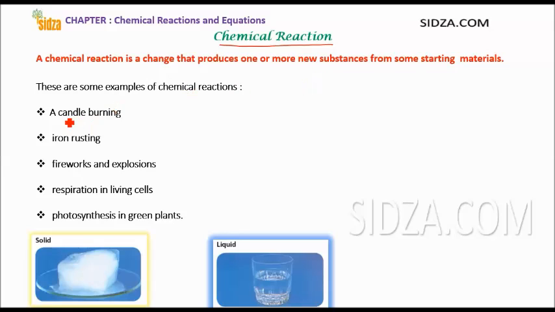Suppose we have a candle burning, right? Rusting of iron. These are the processes which are irreversible. You can't reverse it, right? Normally. So a chemical reaction is a process in which a new substance is formed.